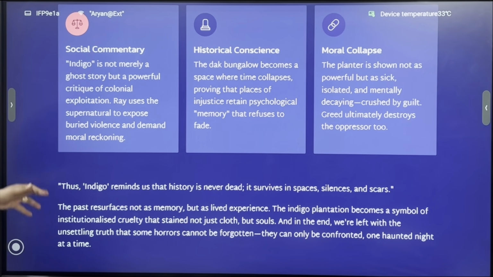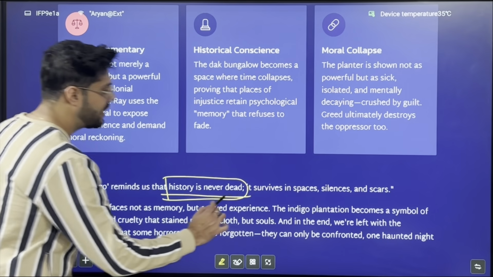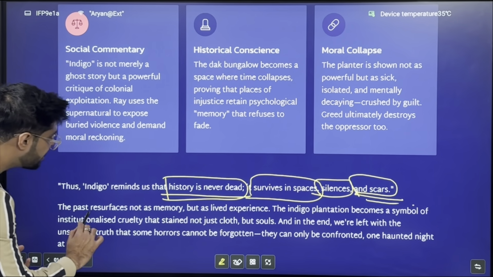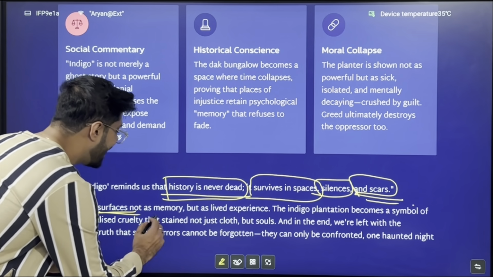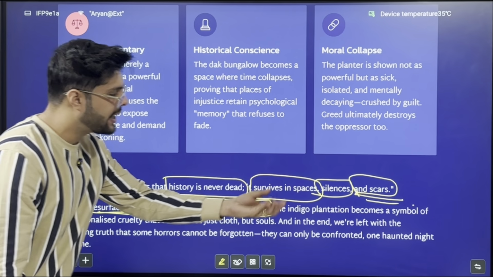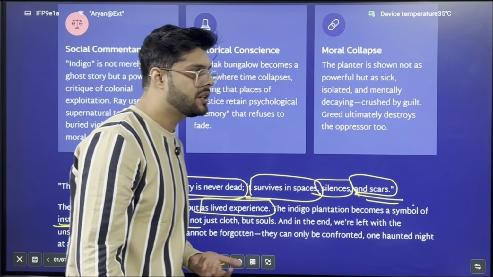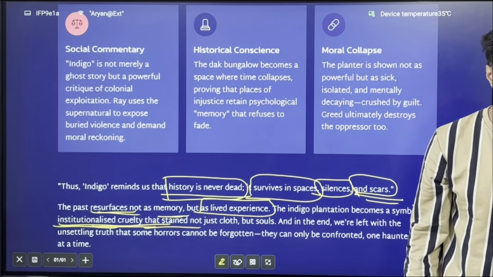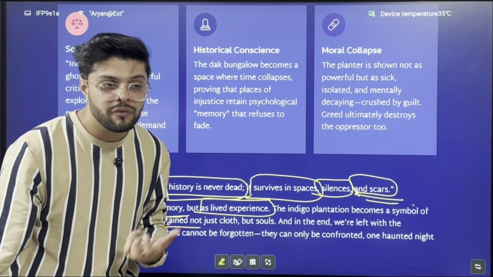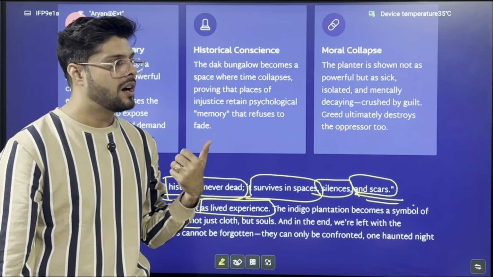And my concluding line would be: Indigo stands as a reminder that history is never dead. It survives in spaces, in silence, and in scars. The past resurfaces, it comes to the surface not as a memory but as a direct lived experience, and the indigo plantation becomes a symbol of institutionalized cruelty that, in the modern contemporary world where materialism has been given so much importance, maybe 100 years back that same thing had happened and it came with grief which had to be retributed after 100 years. The sin had to be amended after 100 years.